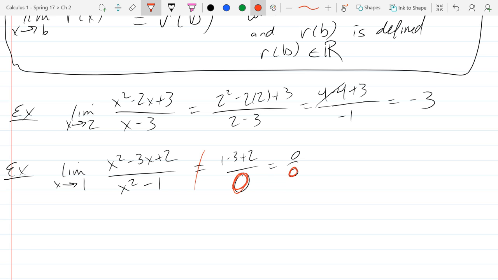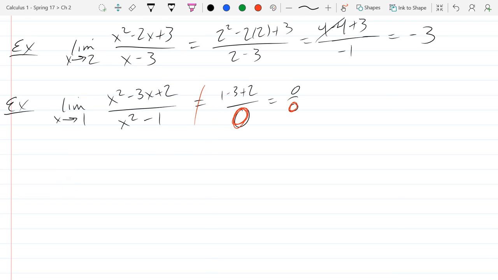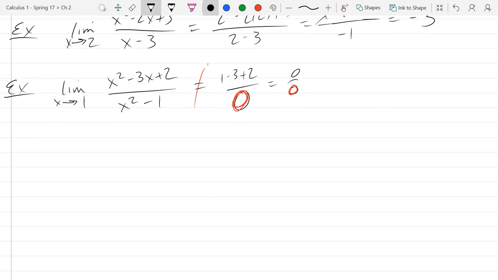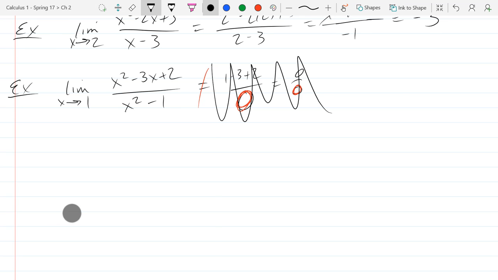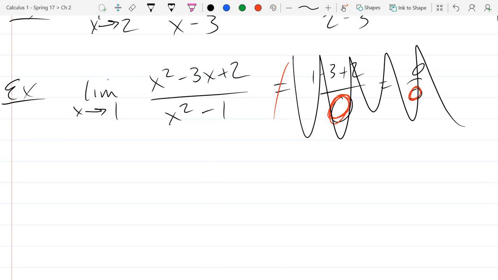So is the answer zero or does it exist? The answer is neither. So we need to do more work. All we know is I can't use the quotient rule. So this thing that I wrote down is unrelated to the limit because I can't apply the law that I tried to apply. All this stuff is basically useless because I wasn't allowed to apply that rational function limit. So we have to get a little more clever here.